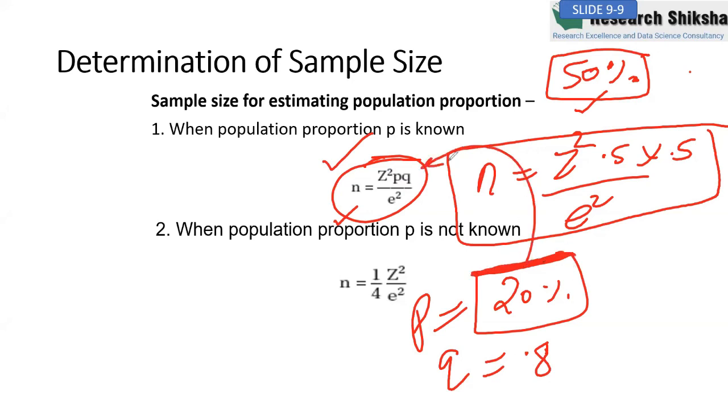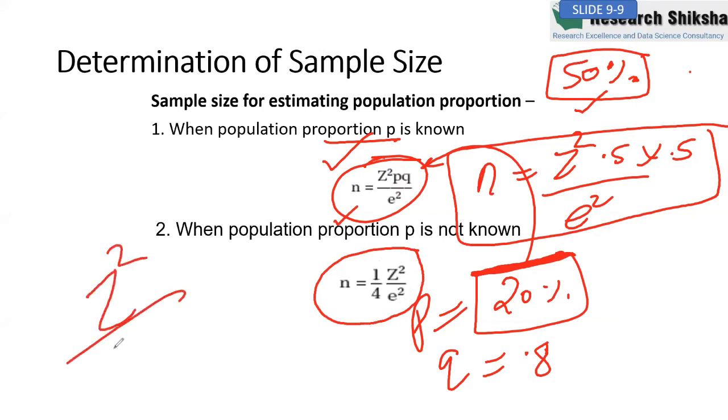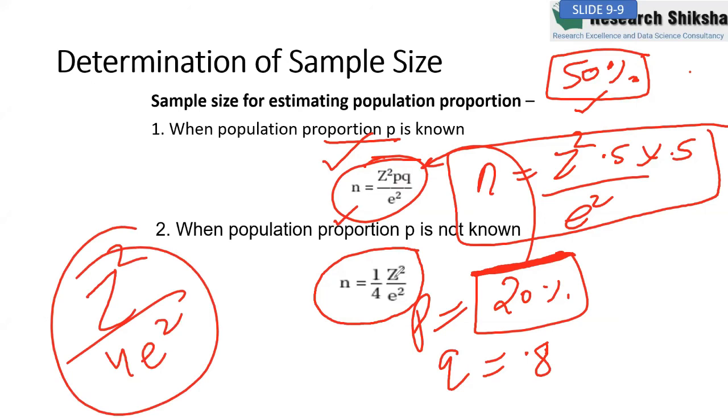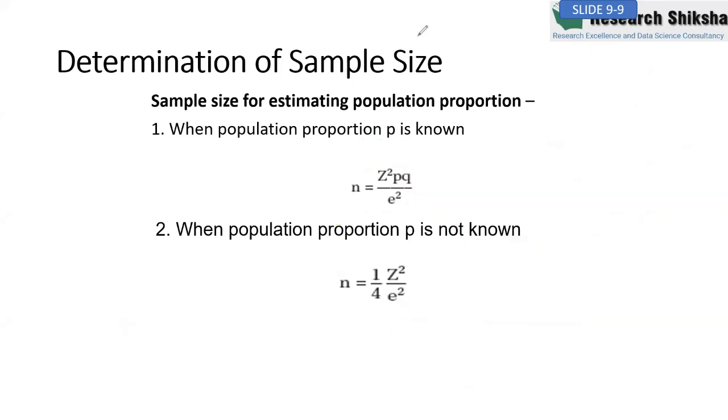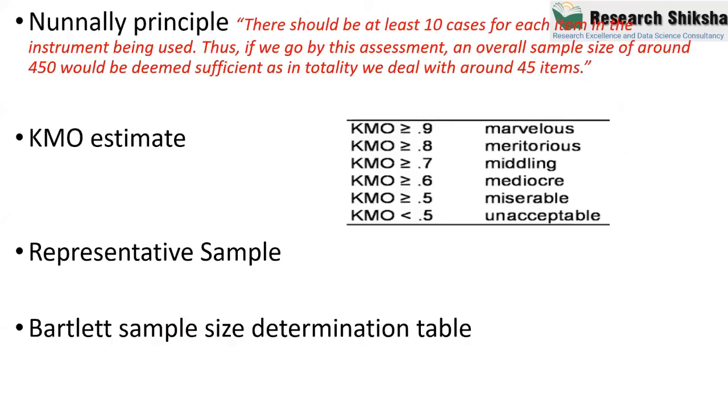And if you do not know the population proportion, you do not know the variance also, then you keep this magical figure for your sample size. And in this case, everything is constant: Z square upon 4 E square. Everything is constant. So whatever value comes, you can decide your formula according to that. But we have more practical methods as compared to these formulas, which I'm going to discuss after this. So I hope you understand the game of the formula. If you understand the game, you can apply this formula. But I'm telling you, we have much better methods, which I'm going to discuss.